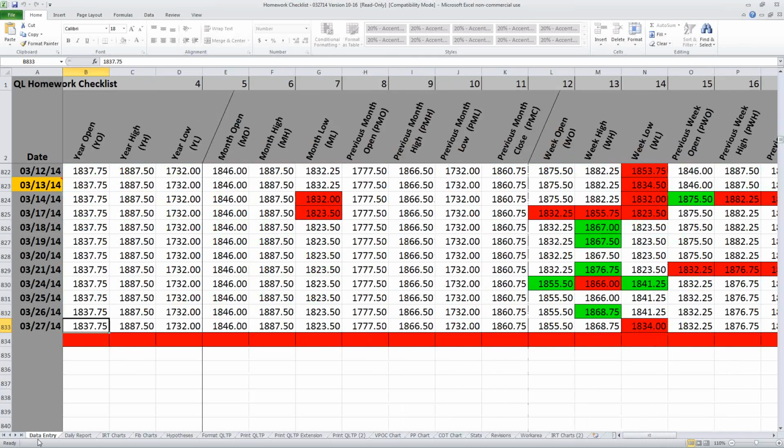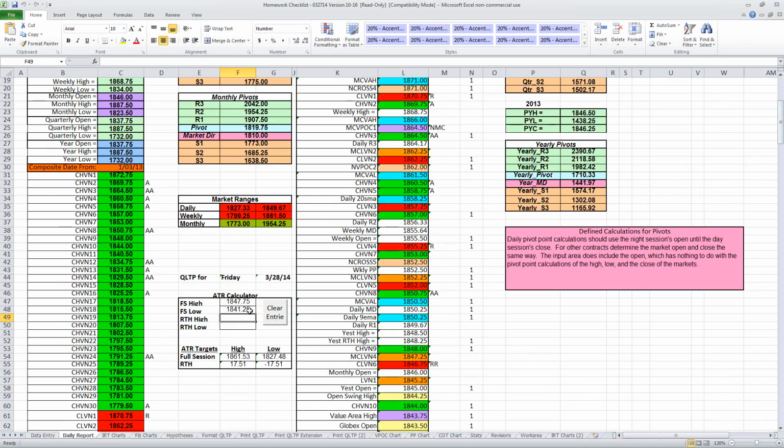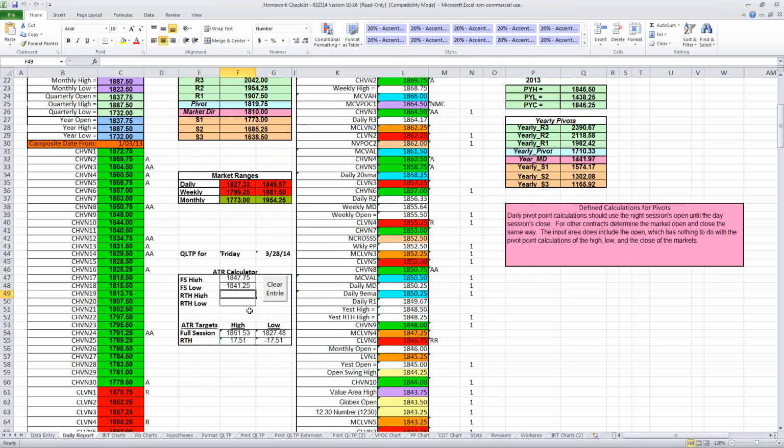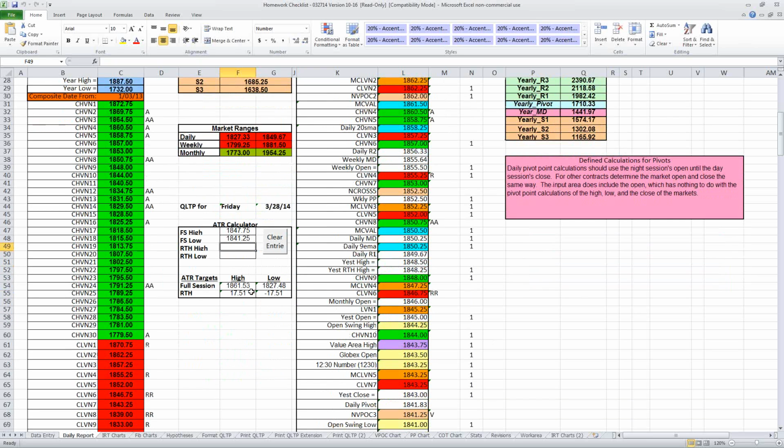Let's go right to the daily chart, our daily report. Our ATR calculator is giving us full session high at ATR target at 1861.50. That's a key level. We've been watching that. That's that value area low from the balance area that we're trying to hold above us. And then the ATR 20-day target to the low side, 1827.50. And that's kind of the CLVN in between that 29.50 and 25 and a quarter. We'll take a look at that on the opposite chart.